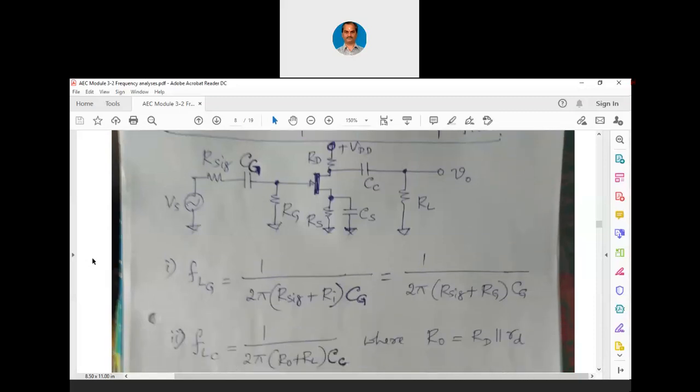Now let us gradually move on to FLC. In FLC, 1 over 2 pi into (R0 plus RL) into CC.